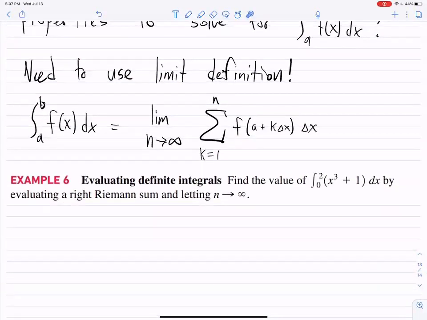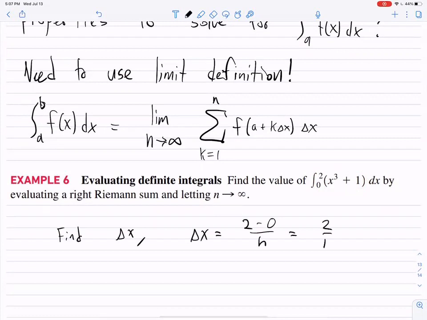So the idea is I do the right Riemann sum for this guy on the interval 0, 2, and I want to take the limit as n goes to infinity. And so first thing, find delta x. What is delta x? Well, delta x is equal to 2 minus 0 over n.